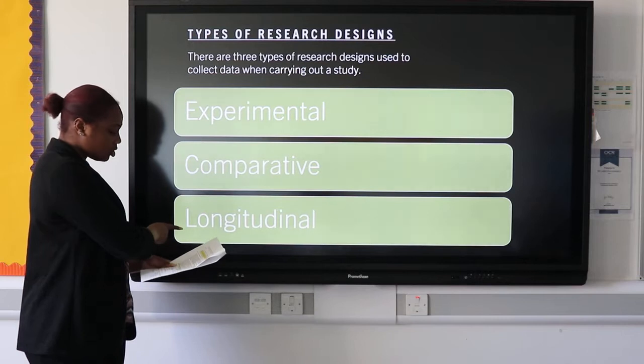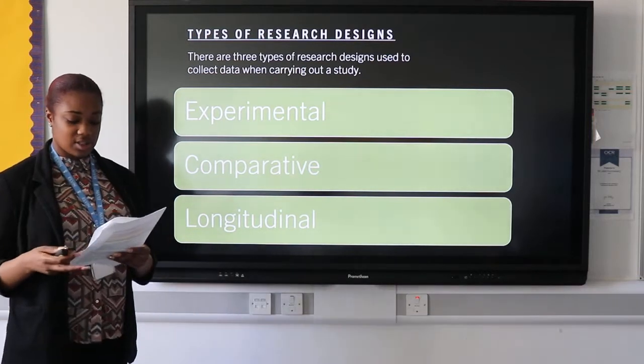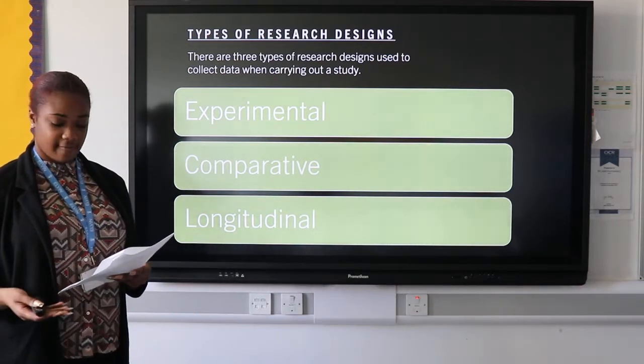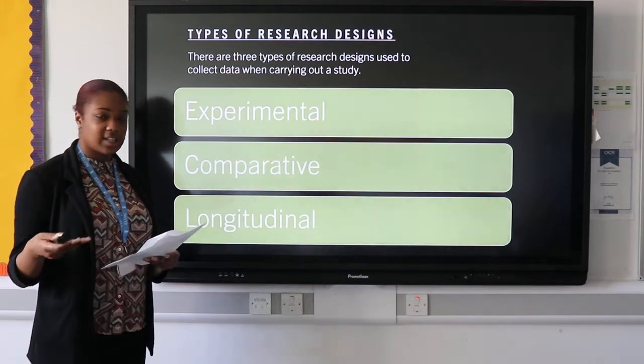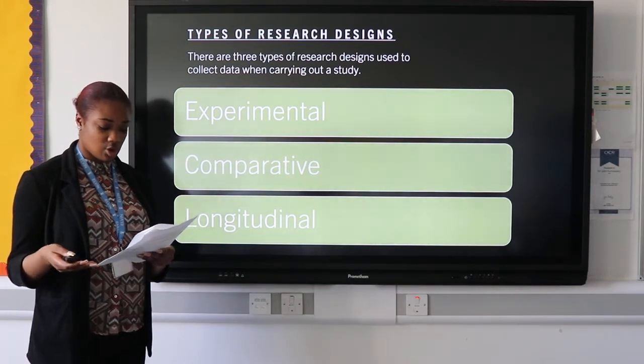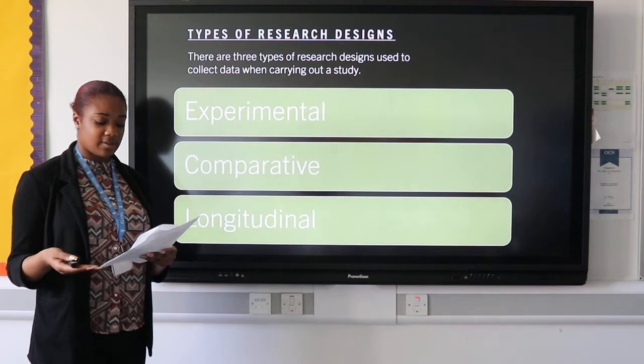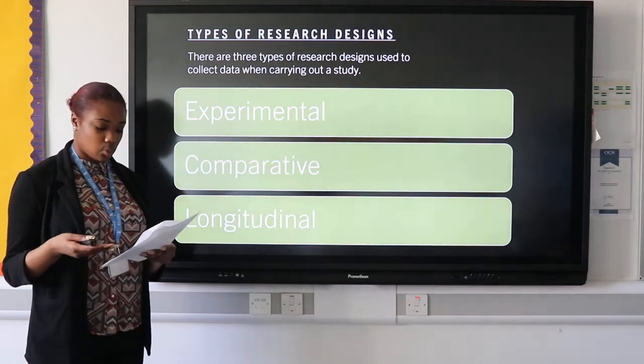And finally, longitudinal is used when a researcher is looking to examine the long-term effect of a particular independent variable, the variable that is changed, on a particular dependent variable, the variable that is tested or measured.